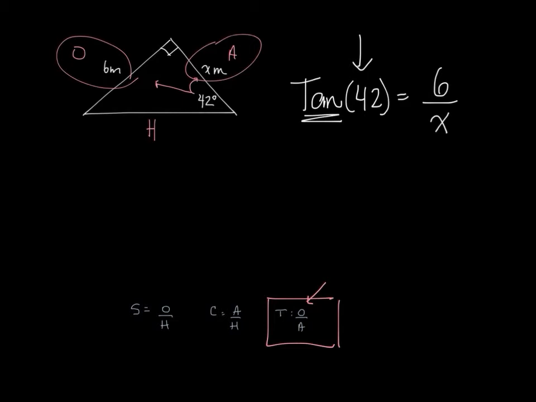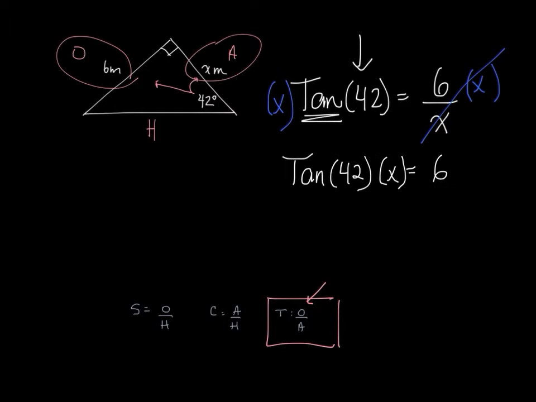So what I'm going to do is multiply both sides by x. That way x's cancel over here to 1. And now I have tangent of 42 times x equals 6. Make sure that makes sense to you before you move on.